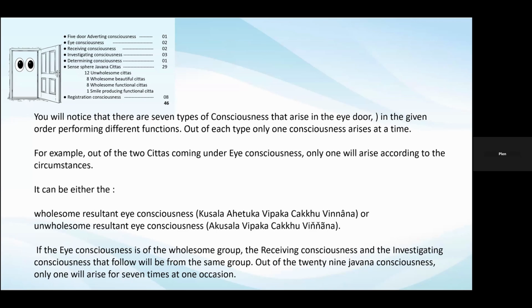It can be either the wholesome resultant eye consciousness, that is kusala ahetuka vipaka cakkhu vijnana, or the unwholesome resultant eye consciousness, akusala vipaka cakkhu vijnana. Now, if the eye consciousness is of the wholesome group, the receiving consciousness and the investigating consciousness that follow will be of the same group. Out of the 29 javana consciousness, only 1 will arise for 7 times on one occasion.